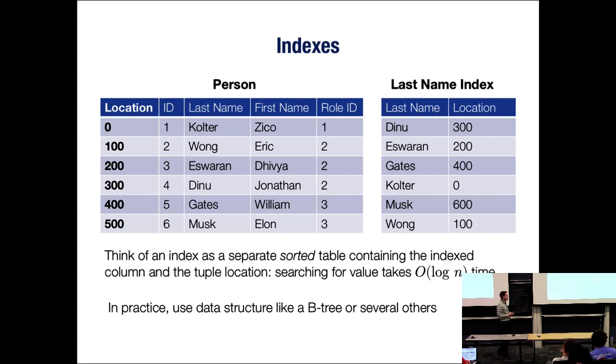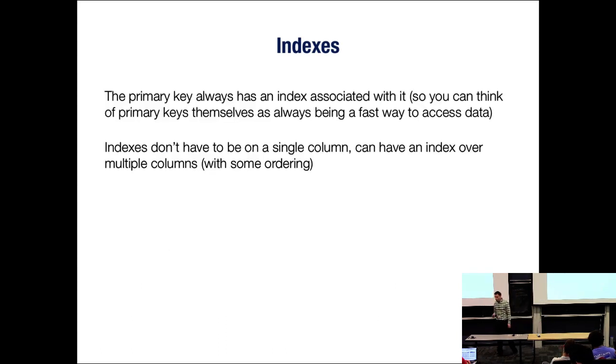Yeah, so I say it here. Importantly, the primary key of a table always has an index associated with it. So we always index the primary key, and that lets us quickly retrieve records based upon that primary key. So we always have at least that one. Databases will always build an index on the primary key.